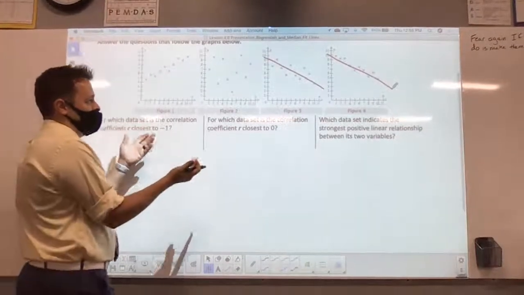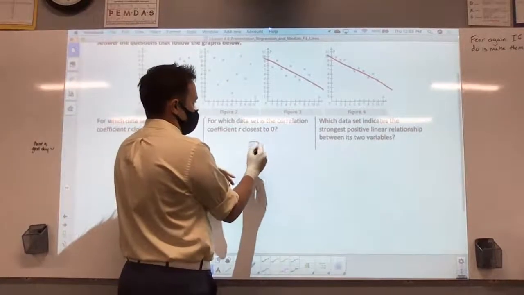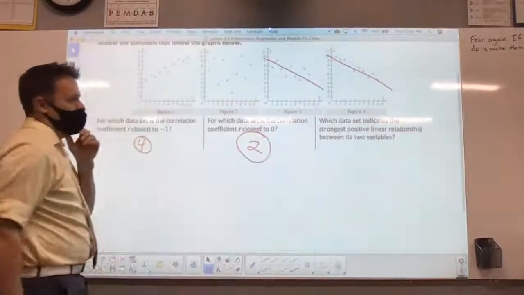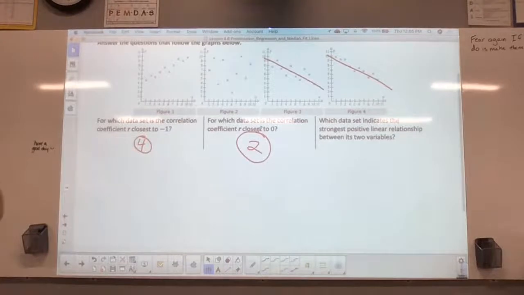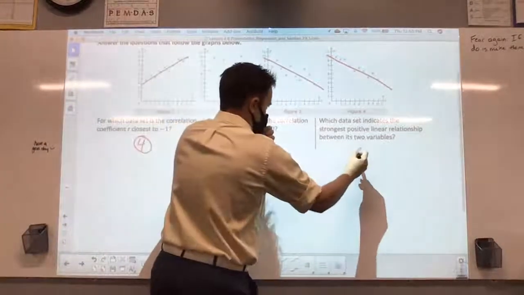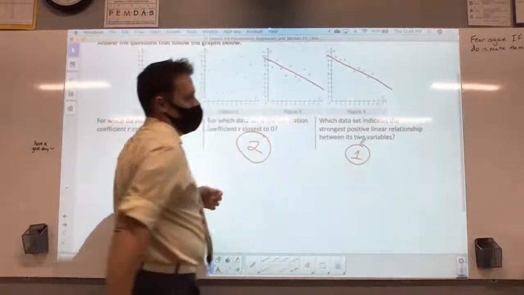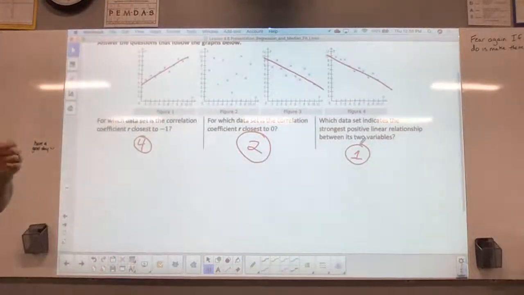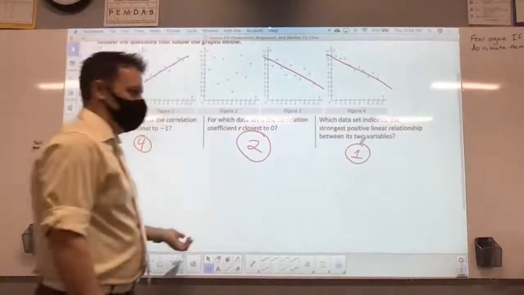Which one is closest to 0? Which one shows the strongest positive linear relationship? 1. Okay? Simple enough, but that's what's going to be asked. And I'm going to probably put these on. I think I put this one on the test because it's dirt easy.